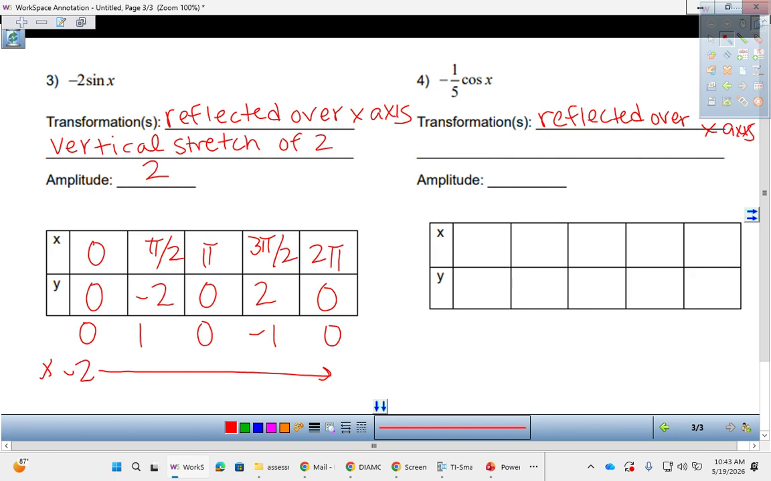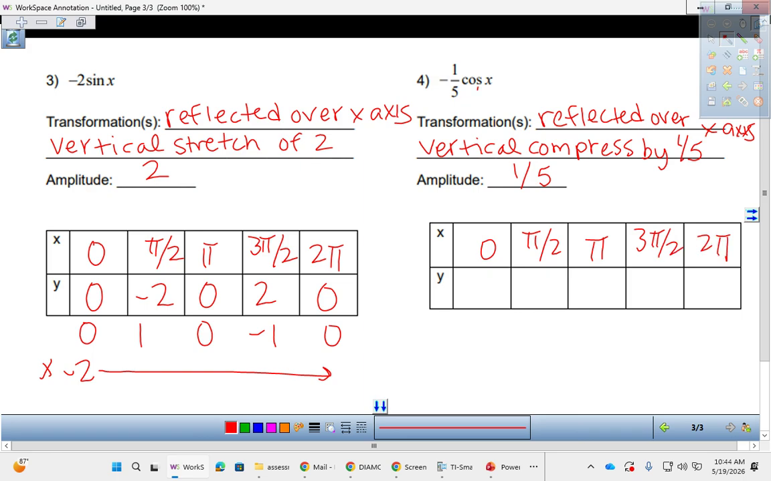Now in this case, the number in front is a 1/5. That number is less than 1. Because it's less than 1, it will be a vertical compress. And that's of 1/5. Meaning it's going to be 1/5 of the original size. It's going to be shorter, all right? So I'm going to take the original size of 1 and multiply that by 1/5. So the new height is going to be 1/5. It's going to shrink. That's the compress. The x values don't change because this is only vertical.